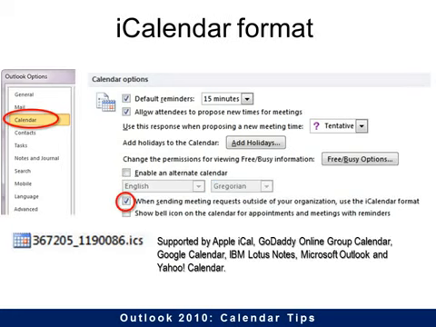You also can choose to send a meeting request to people outside your organization using the iCalendar format. That means that it will save it as an ICS, and they can open it up in any of these programs. So it's very convenient. Most people have at least one of those calendar programs.